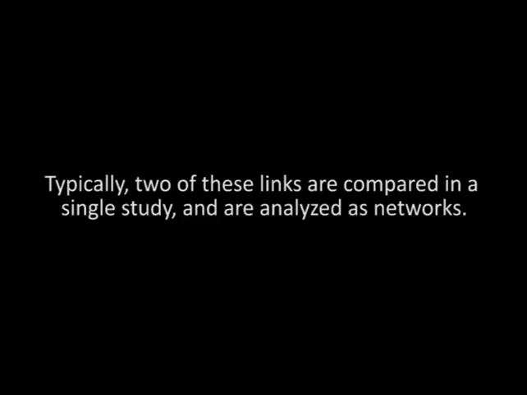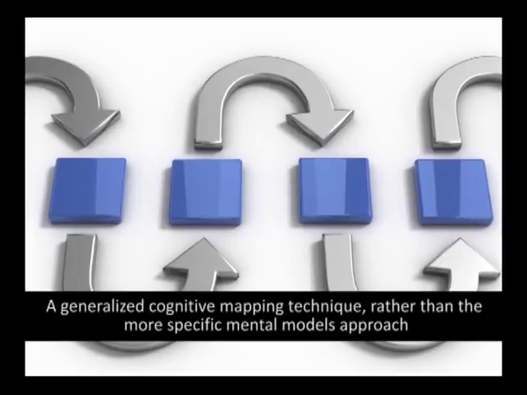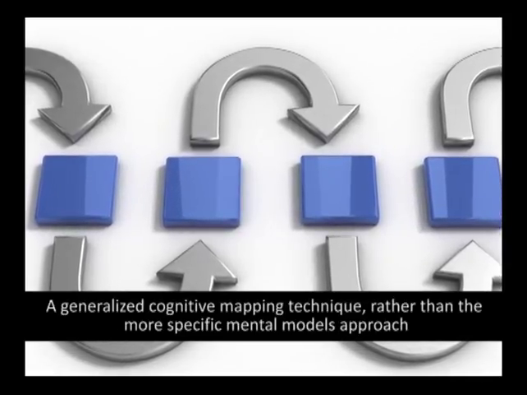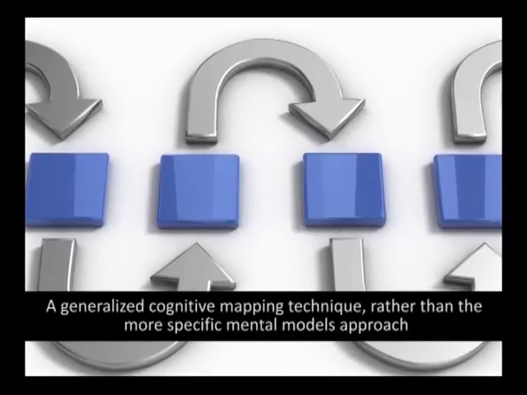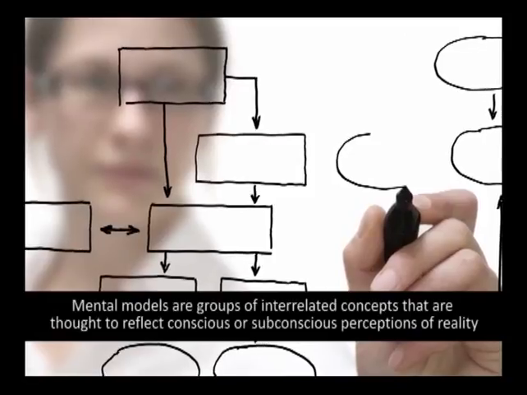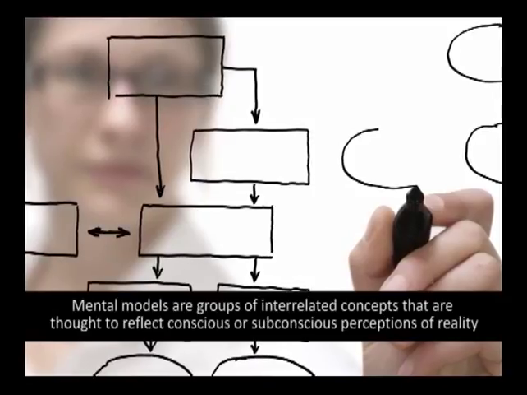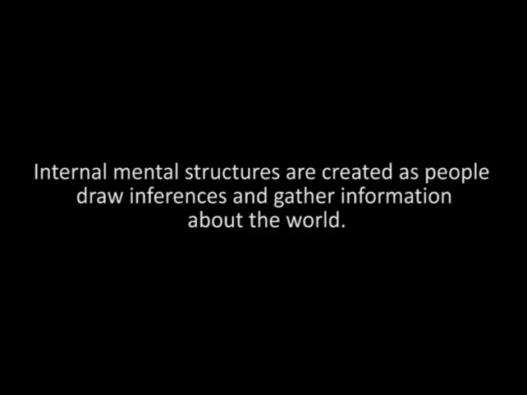For example, Heise, 1987, used logical and sequential links to examine symbolic interaction. This methodology is thought of as a more generalized cognitive mapping technique rather than the more specific mental models approach. Mental models are groups or networks of interrelated concepts that are thought to reflect conscious or subconscious perceptions of reality. According to cognitive scientists, internal mental structures are created as people draw inferences and gather information about the world.